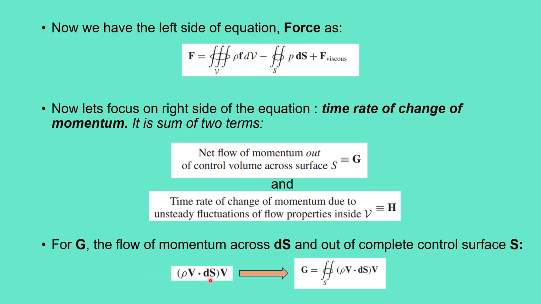For an incompressible fluid, this is given by rho V dot dS into V, where rho V dot dS is the mass flow and V is the velocity. So mass into velocity is the momentum, the thing which we are talking about. And over the complete control surface, it is the surface integral of rho V dot dS into V.